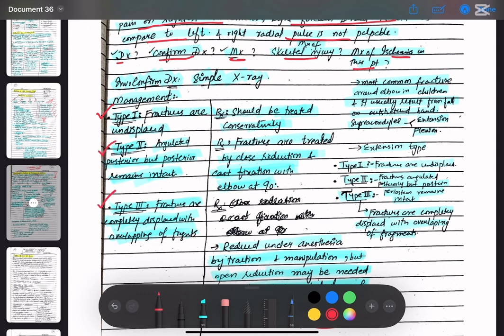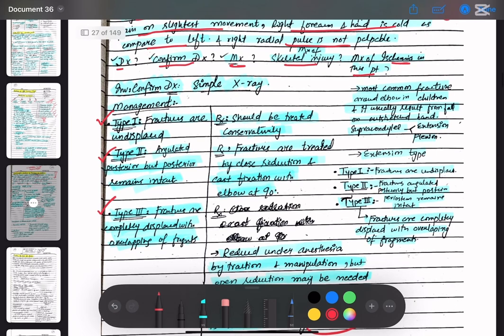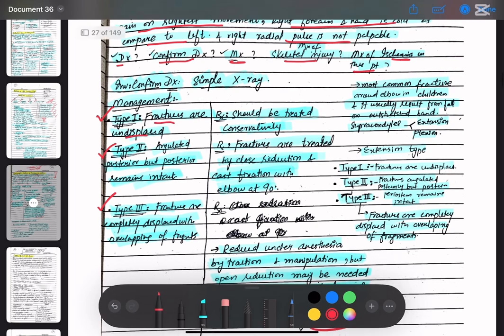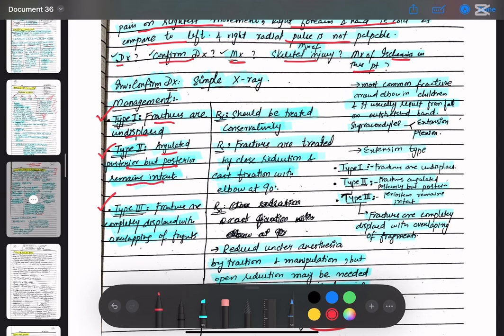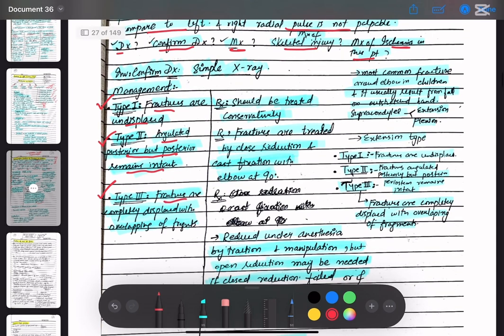We are having these types. The type 1 fractures are undisplaced fractures. The type 2 fractures are angulated but the posterior cortex remains intact, and the type 3 fractures are completely displaced. In type 1 fractures, it is undisplaced. In type 2, it is angulated but it remains intact, and in type 3 it is completely displaced or separated with overlapping of fragments.